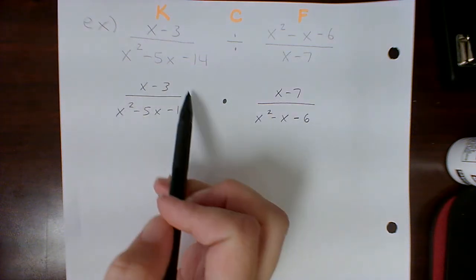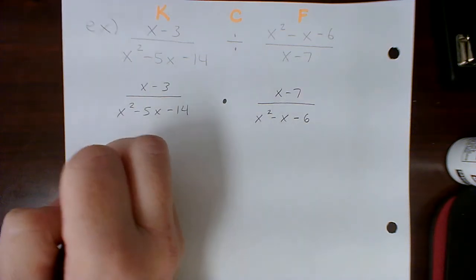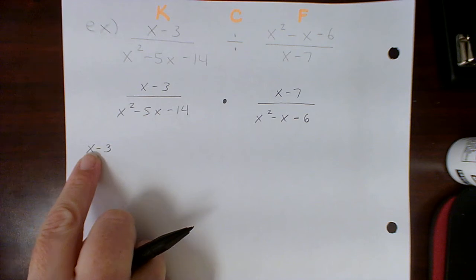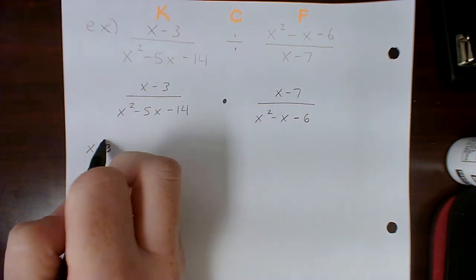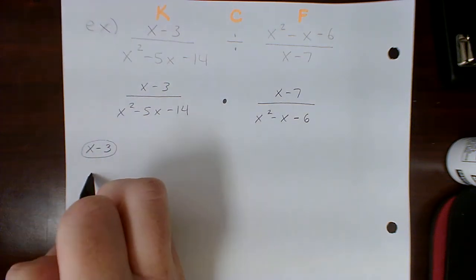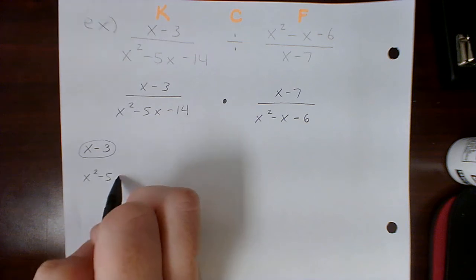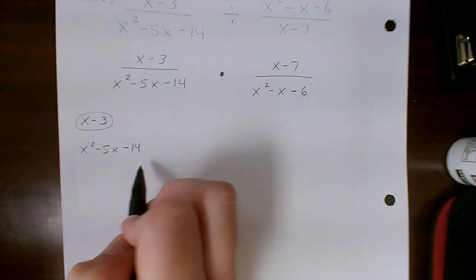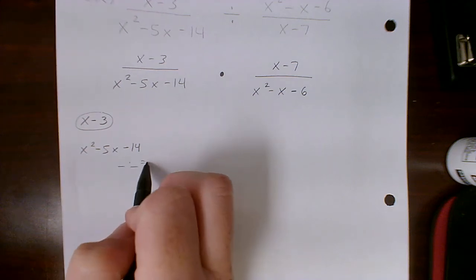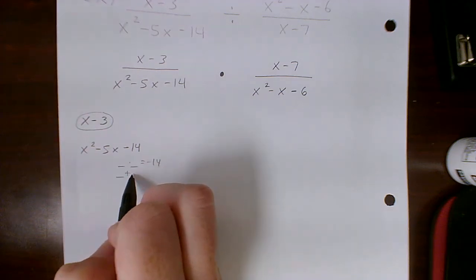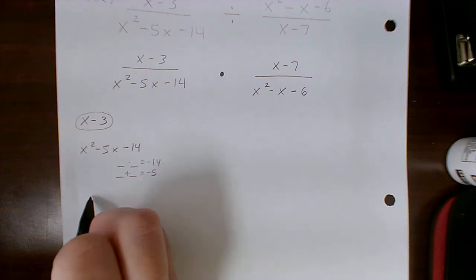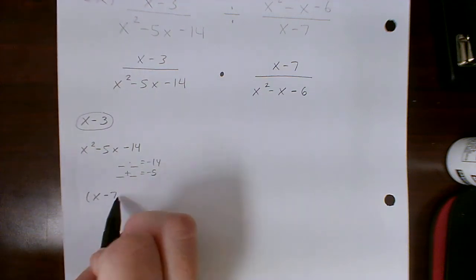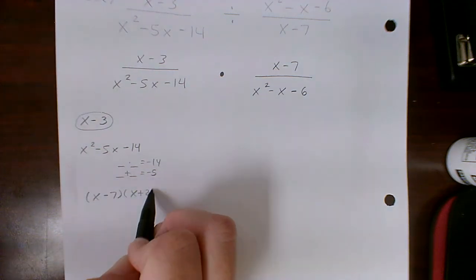In this fraction, if I take the top off, x minus 3 does not factor. We're going to keep that the same. The bottom does factor. It is a trinomial. So what multiplies to be negative 14 but adds to be negative 5? You should get negative 7 and positive 2.